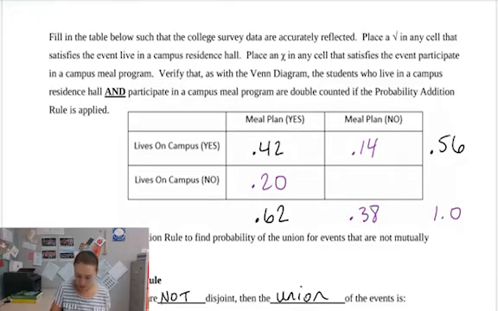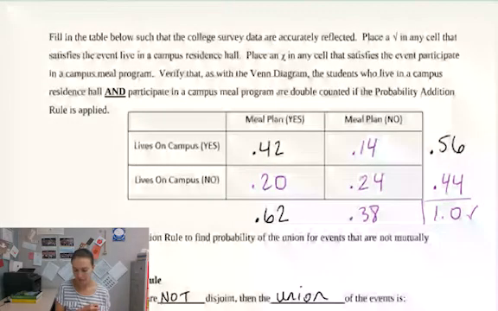56% live on campus, so how many don't live on campus? That would be 44%, so that it adds to 1. And then I can use those and what's in my table already to figure out that no meal plan and not living on campus is 24%, so that it all adds up nicely.